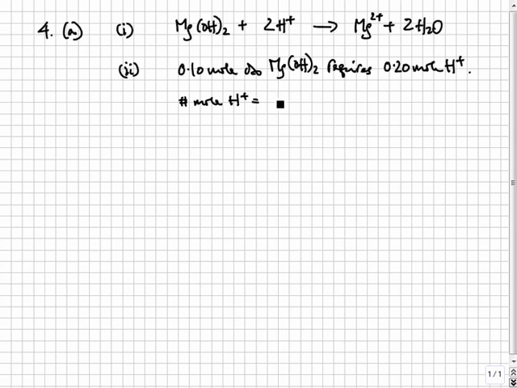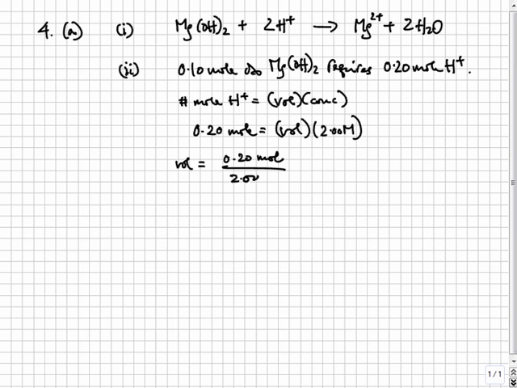And the number of moles is equal to the volume multiplied by the concentration. So if you need 0.2 moles and the concentration is 2.00 molar, then the volume will turn out to be 0.20 mole divided by 2.00 molar, which is 0.10 liter, and that is equal to 100 milliliters.